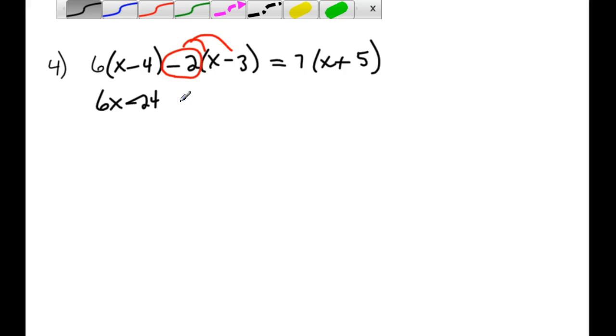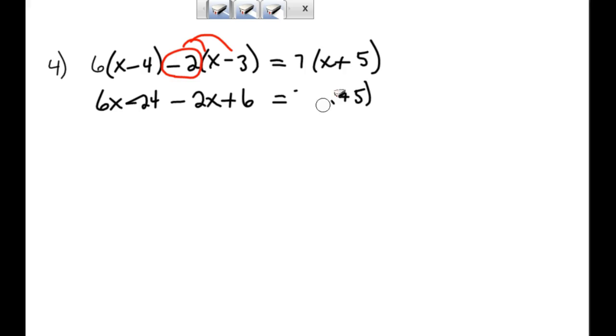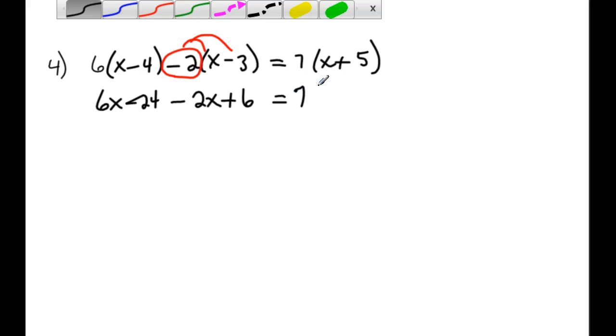If you think you made a mistake there, fix it now. Go through the rest of your problem. Fix your mistakes. This is a positive 6. X plus 5 right there. I actually should go ahead and distribute that side too. So I'm going to make this 7x. Go ahead and take care of that. Plus 35.